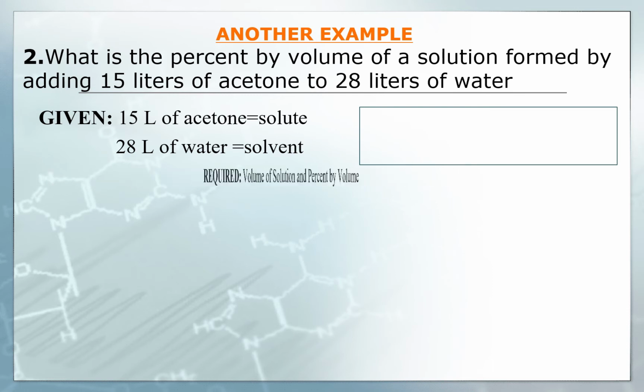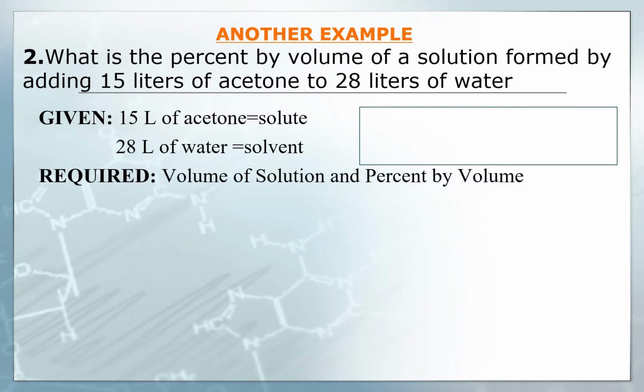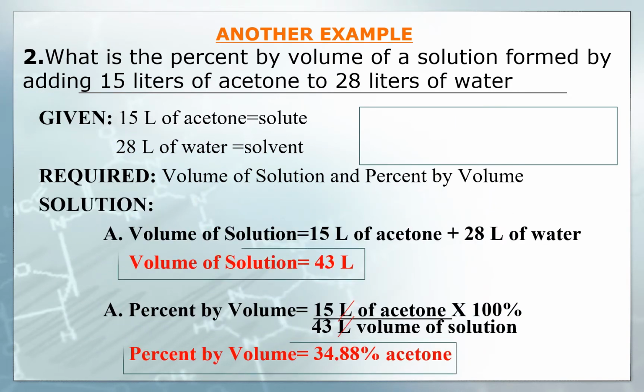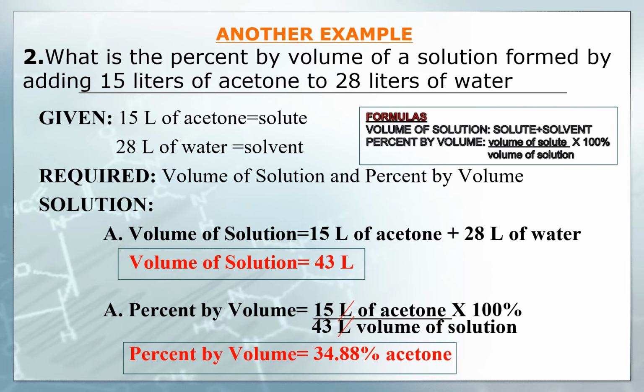And what is required in the problem? We have the volume of solution and percent by volume. So let's solve now for the volume of solution. Our volume of solution is equal to solute plus solvent. Let's substitute the value of solute, which is 15 liters of acetone, plus the value of solvent, which is our water, 28 liters. Then 15 plus 28, we have 43 liters total, our volume of solution.